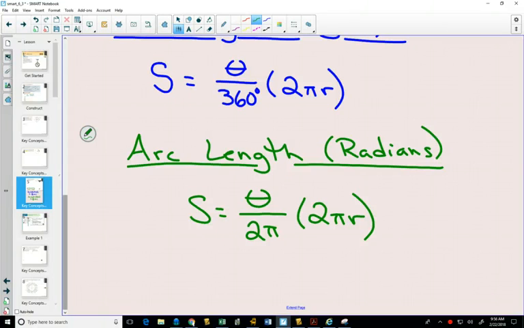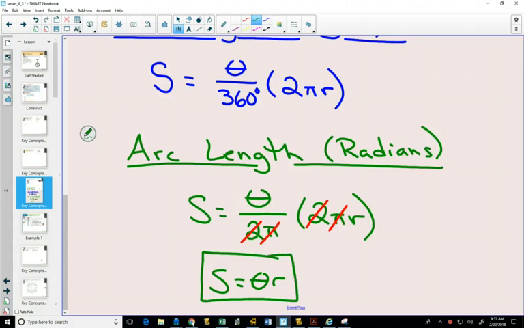And on your formula sheet, because it simplifies so nicely, what happens to the 2's? 2, 2. What happens to the pi's? 2, 2. They cancel out. And so this formula on your formula sheet, because it simplifies so nicely, your arc length is just your angle times your radius. And that is your first formula on your formula sheet. And as a result, I will hand out your formula sheets now.